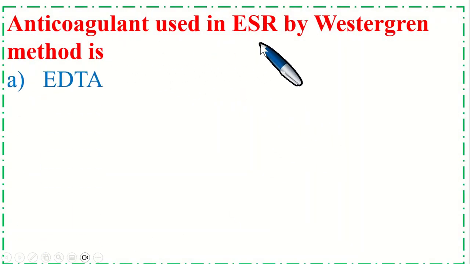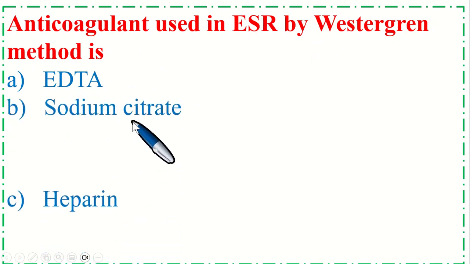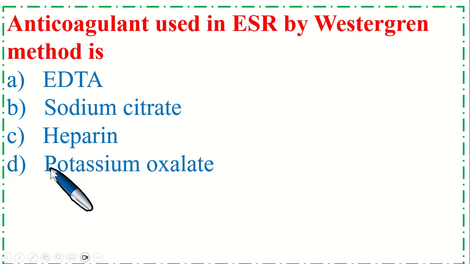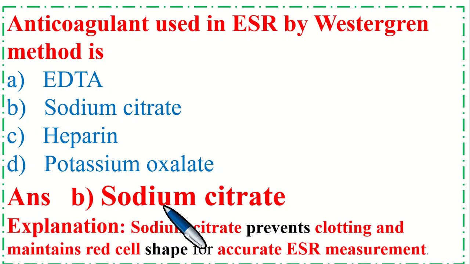Anticoagulant used in ESR by the Westergren method is option A EDTA, B sodium citrate, C heparin, and option D potassium oxalate. So the correct option is B, sodium citrate. Explanation: sodium citrate prevents clotting and maintains red cell shape for accurate ESR measurement.